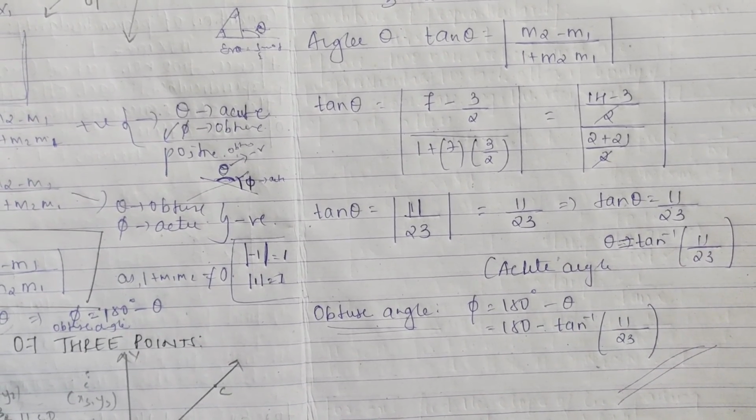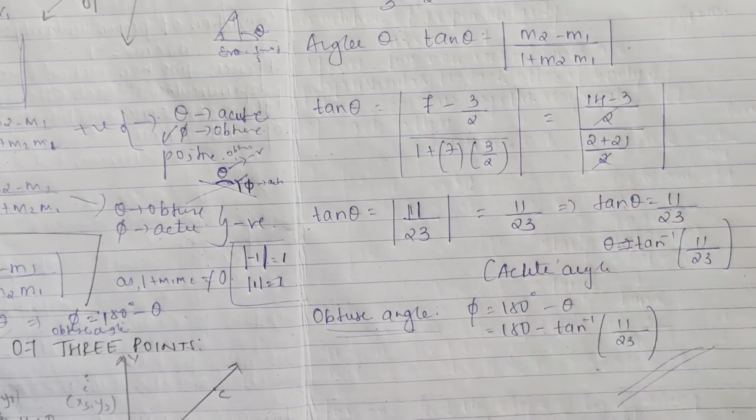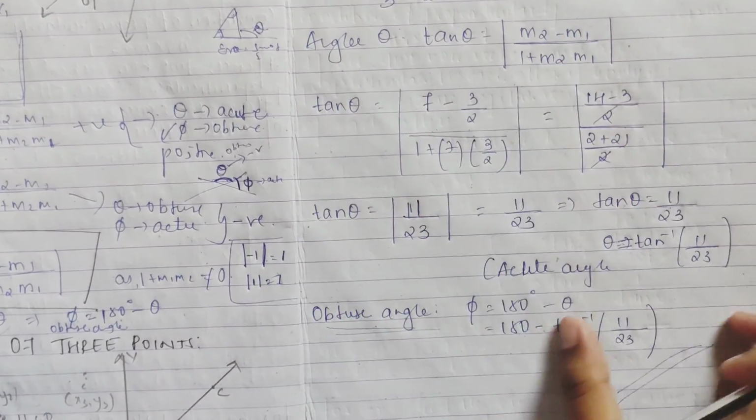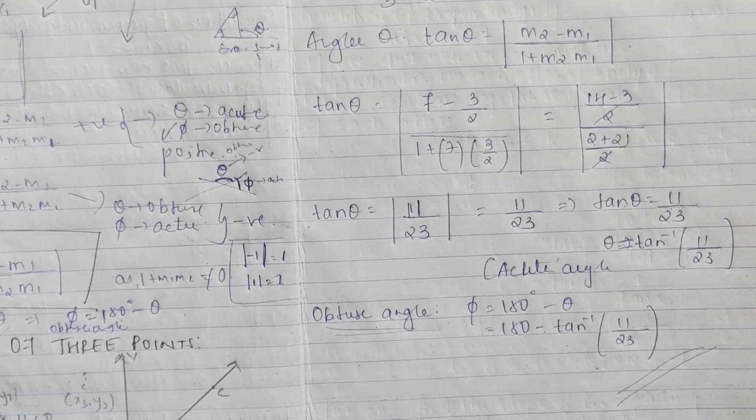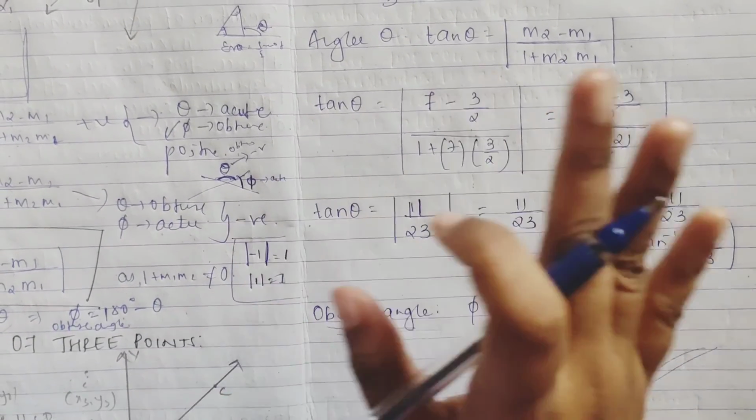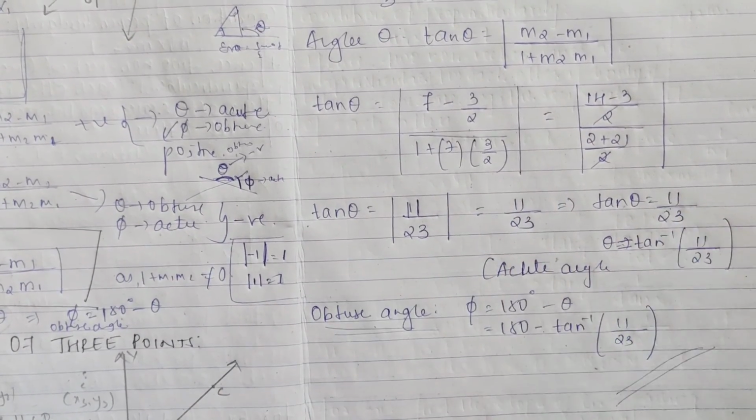Sometimes they will give you m1, m2 also. Slopes they might have given, and directly they will tell you to find out the angle. This is all. Just remember the formulas and all. Based on that we can solve the exercise part.